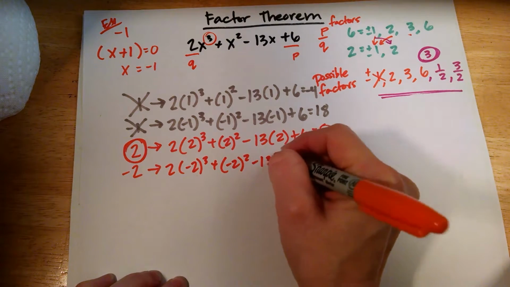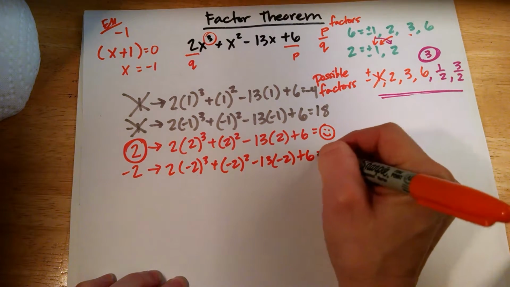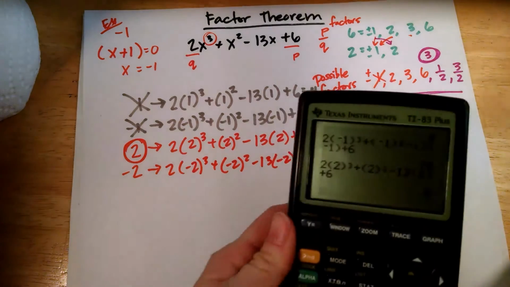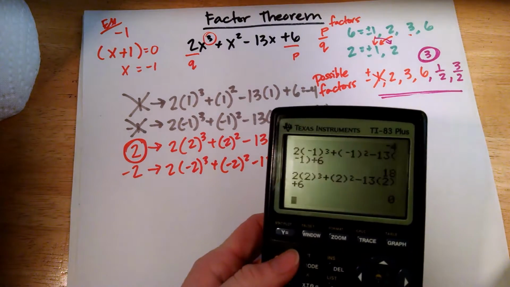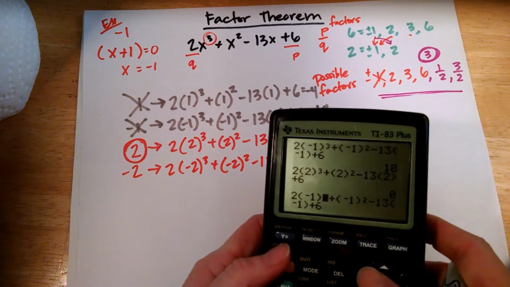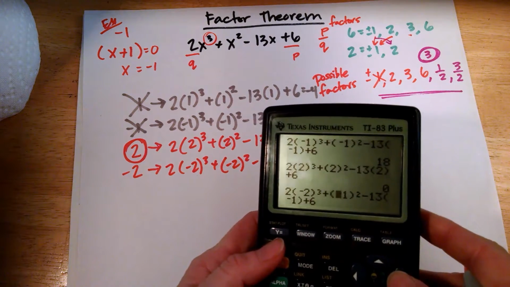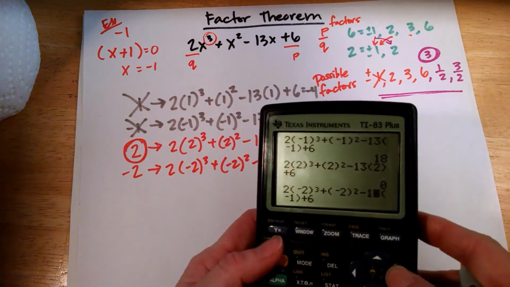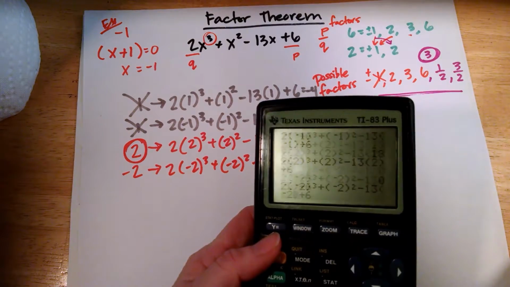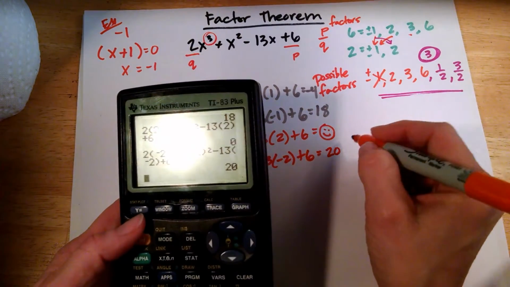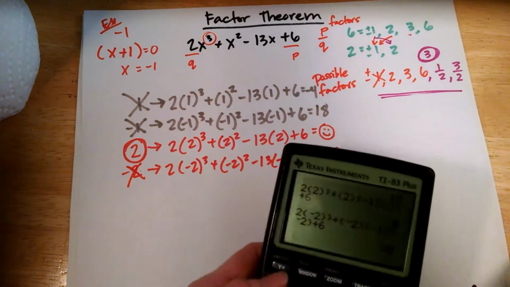So let me write this down. Negative 2 plus 6. Okay, I'm going to see if negative 2 works. Got second entry, I've got the negatives. I'm going to go negative 2, negative 2, negative 2. Okay, that does not work. 20. Yuck.